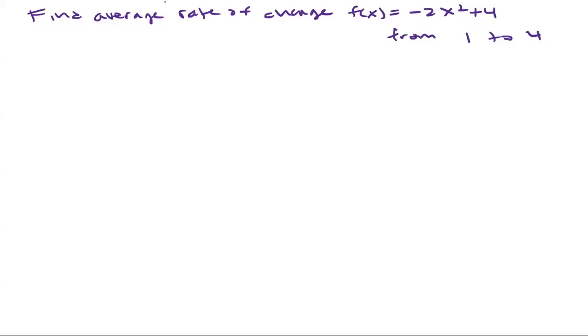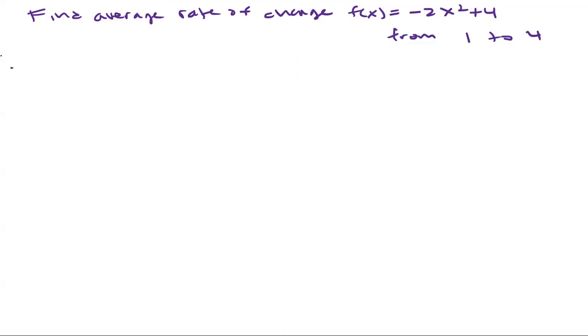So we're going to find the average rate of change, slope, speed, whatever you want to call it. We have the function f of x is equal to negative 2x squared plus 4, and we're going to go from 1 to 4. So we want to find the average rate of change from 1 to 4. So how do we do that? We need the formula.